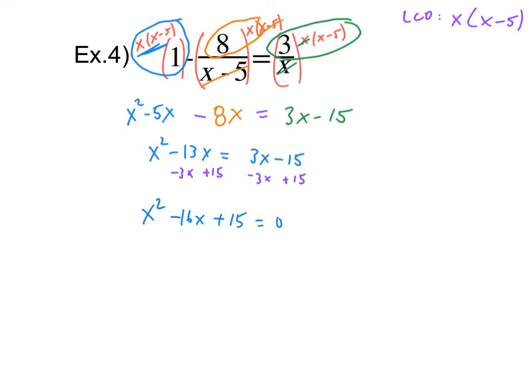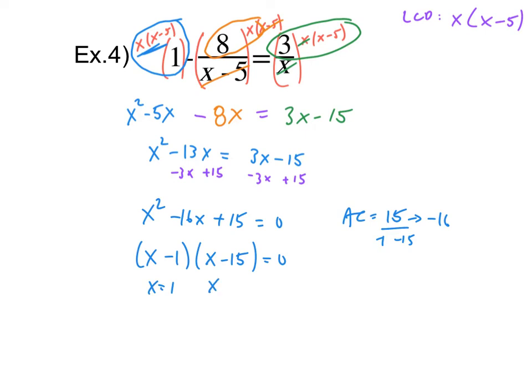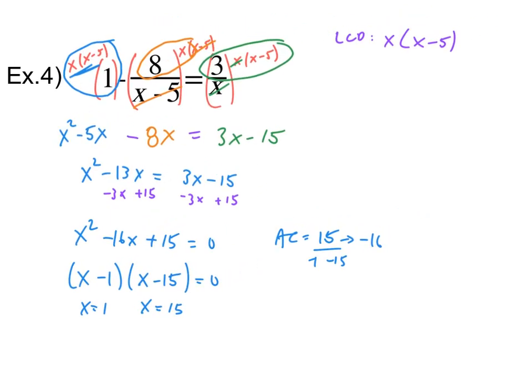Some AC method. So our AC is 15. We need to add that to negative 16. That's going to be negative 1 and negative 15. So write that, x minus 1, x minus 15 equals 0. So x is 1, x is 15. So the last thing I need to do is check those.